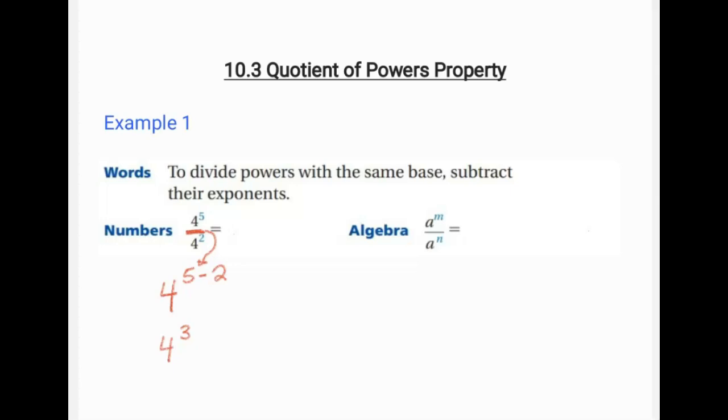And if we need to evaluate this, then this will be the same as 4 times 4 times 4, which we can then multiply out to get our final answer.